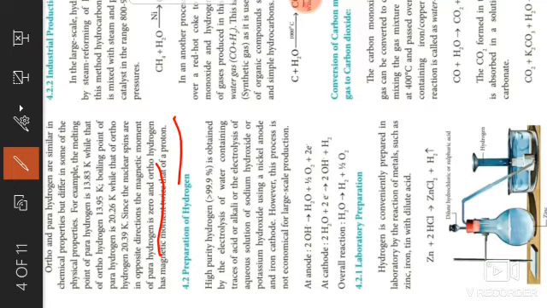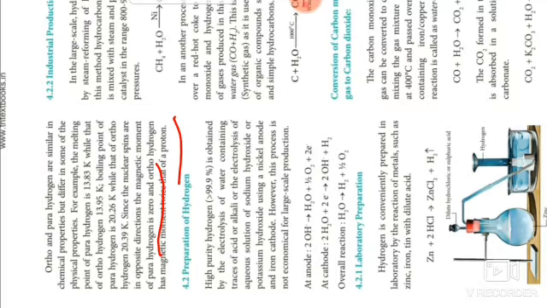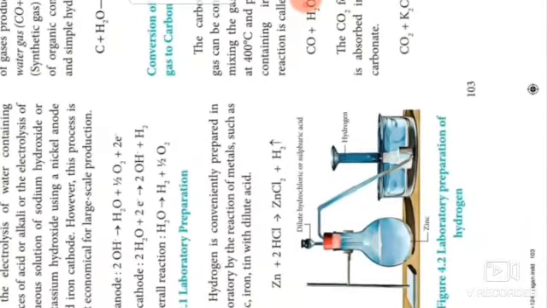So next one is how to prepare hydrogen. Normally we already know how to prepare hydrogen. High purity hydrogen is obtained by the electrolysis of water containing traces of acid or alkali. Acid means HCl, and alkali means sodium hydroxide or potassium hydroxide solution, using a nickel anode and iron cathode. See this diagram.